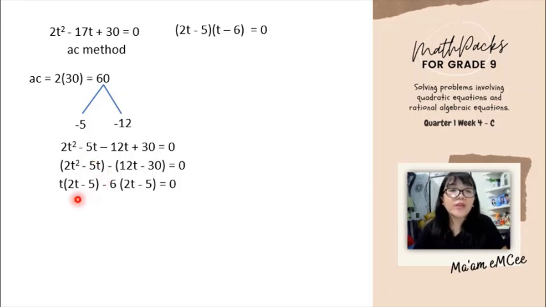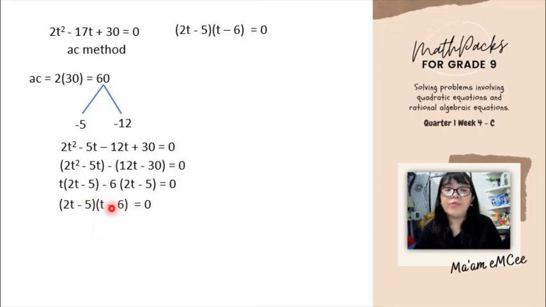Now, try to focus on the two terms. There are only two terms left. This one is one term. This one is another term. Now, common to the two terms is 2t minus 5. So that means we can factor it out. We factor out their common factor, which is 2t minus 5. So, we will have one factor as 2t minus 5.